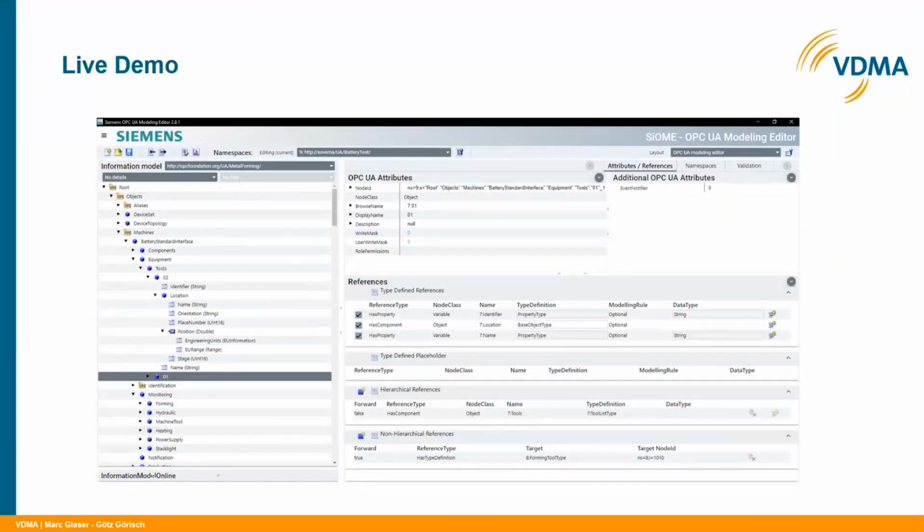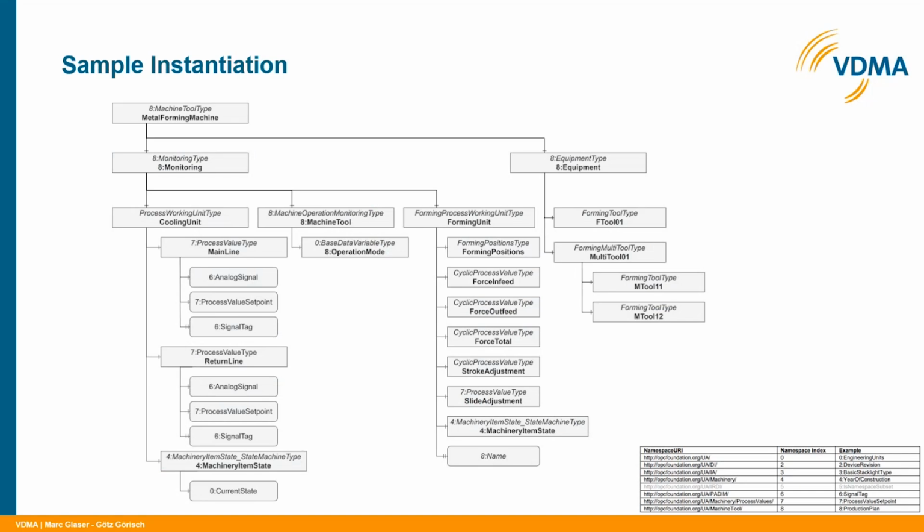Okay, then I'm switching back to our presentation, just to give you an overview at the end of what those kinds of sample instantiation would look like in a more formal way with our metal forming extension. Most of the work that we did was in the monitoring area and the equipment area. As you saw before, in the monitoring area, we adapted the monitoring elements with the process working unit type.